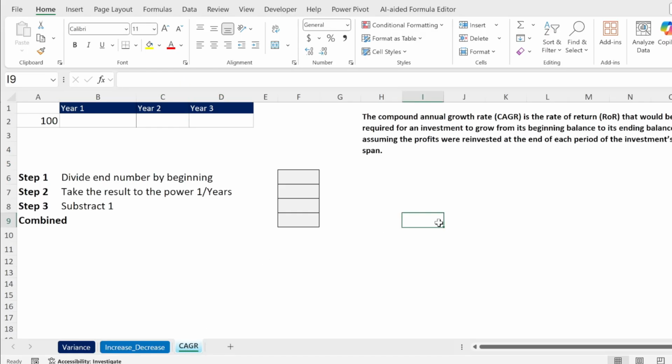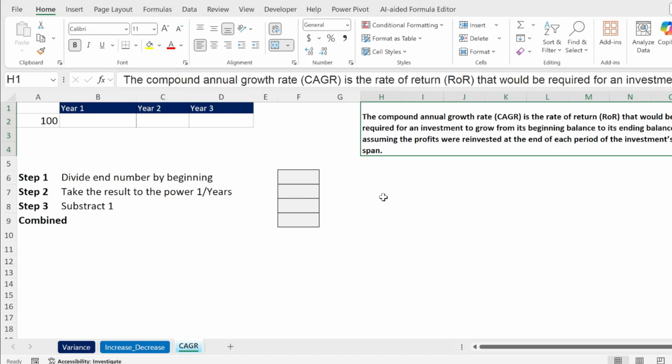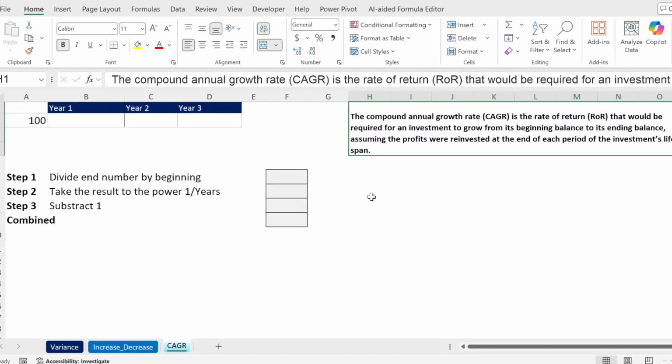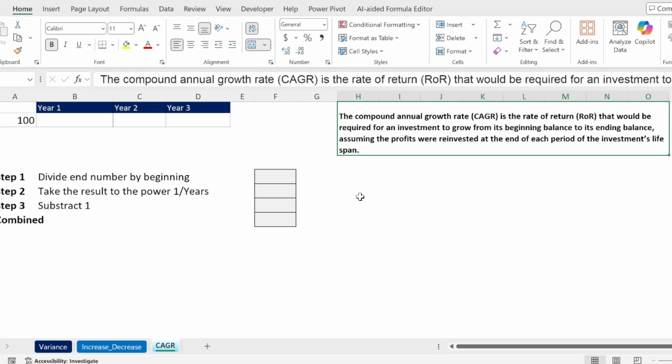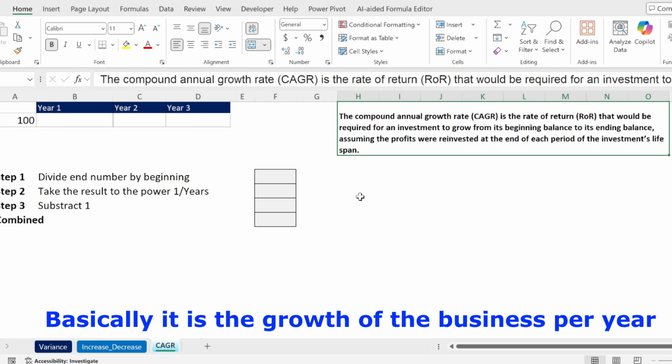Last one is CAGR. So I'm going to read the definition, but it's like English literature. You're going to have a headache. So the CAGR, which is the compound annual growth rate, is the rate of return that would be required for investment to grow from its beginning balance to its ending balance, assuming the profit were reinvested. Very important, at the end of each period of the investment's lifespan.